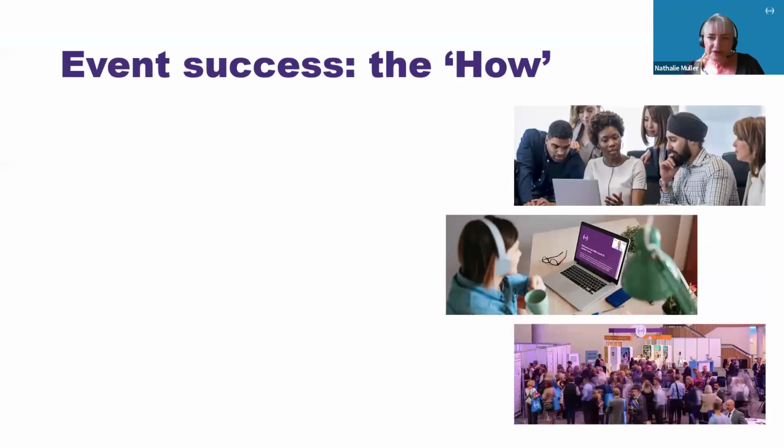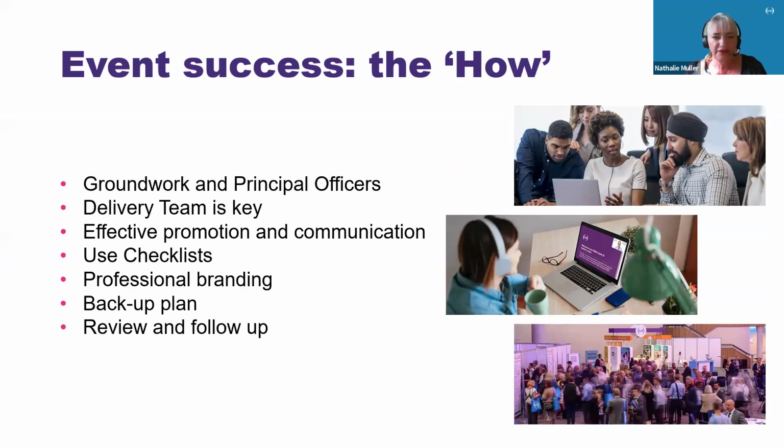The things that we've covered in the how of running a successful branch event are the importance of laying the groundwork and your principal officers. The delivery team is absolutely key. Effective promotion and communication will make sure that your event is out there and that people, not just members but non-members, know about it. Remember, it's always a great way to encourage membership growth as well.